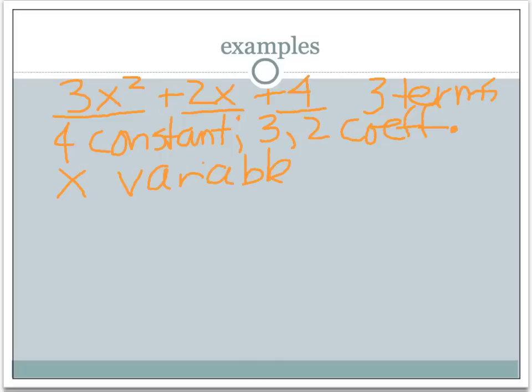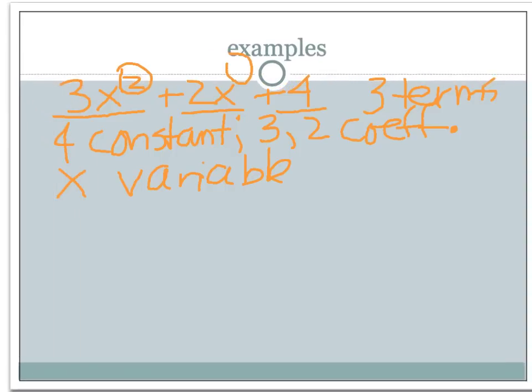Now if I look at this expression, can I combine any of these terms? Are any of these terms like terms? Well, 4 is our only constant, so I can't combine that with anything. What about this 3x squared and this 2x? Can I combine those? I can't, and I can't because of this exponent here, and there is no exponent there.